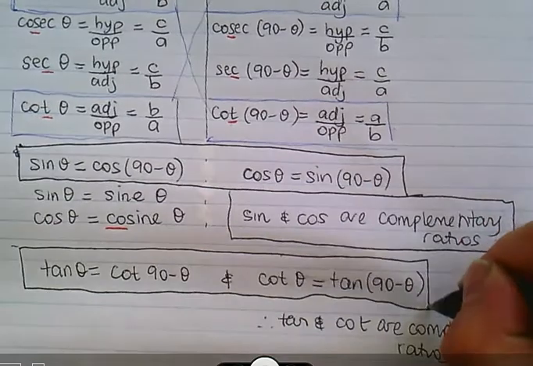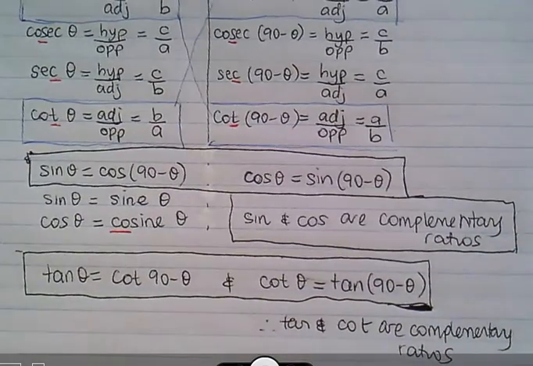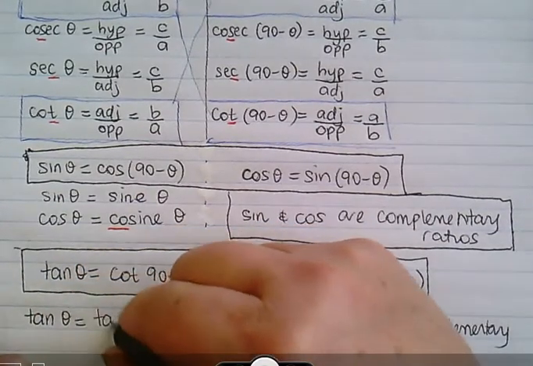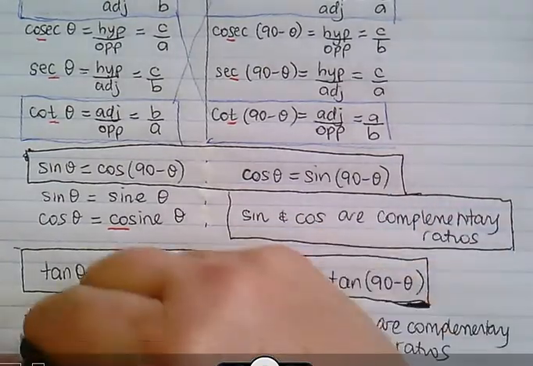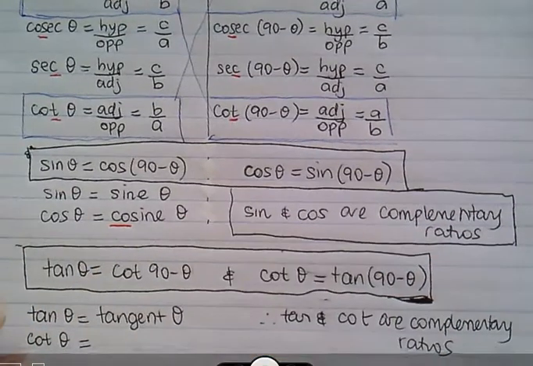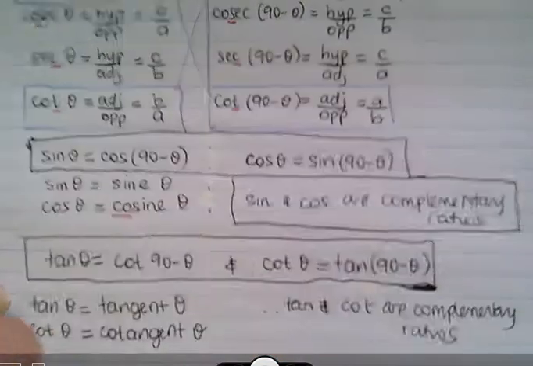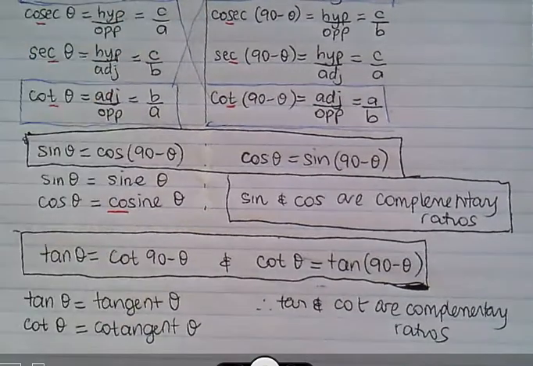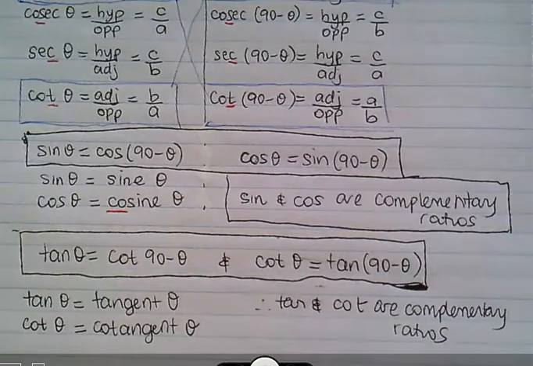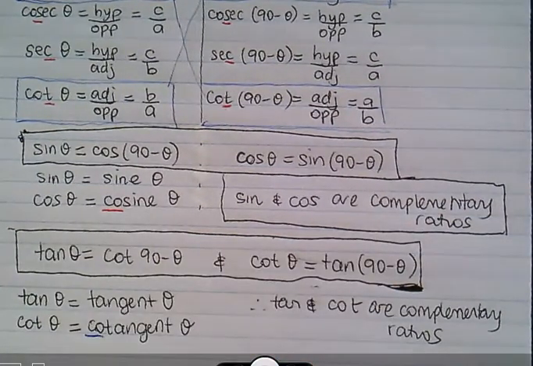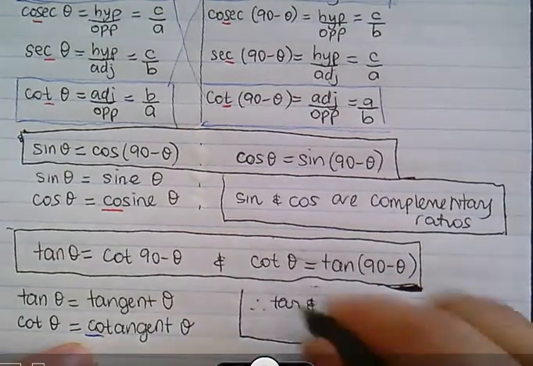Tan, do you know what tan means? It's got to do with gradients. It's tangent. Tan theta really means the tangent ratio of theta, and cot actually stands for cotangent. Cot is simply an abbreviation for cotangent. So what is the difference in those two words? Co. Tan means tangent, cot means cotangent. The difference between them is co. They are complementary ratios as well.